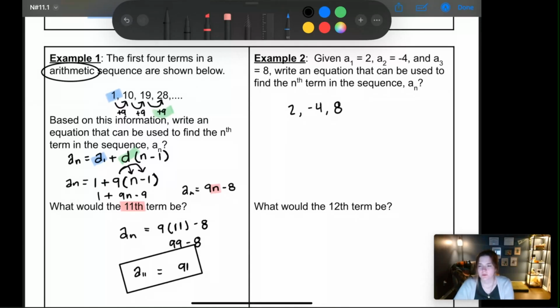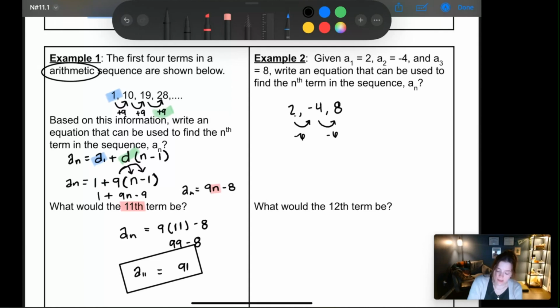Write an equation that can be used to find the nth term in the sequence. Well, first you have to figure out if it's arithmetic or if it's geometric. The last one told us that it was arithmetic, but let's double check. To go from 2 to negative 4, I could subtract 6. But if I go from negative 4 to 8, can I subtract 6? I can't, right? That doesn't make any sense. So it's not an arithmetic equation.